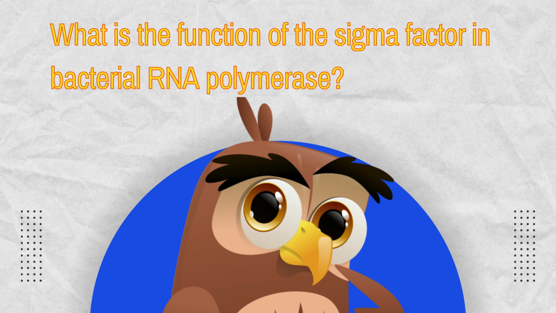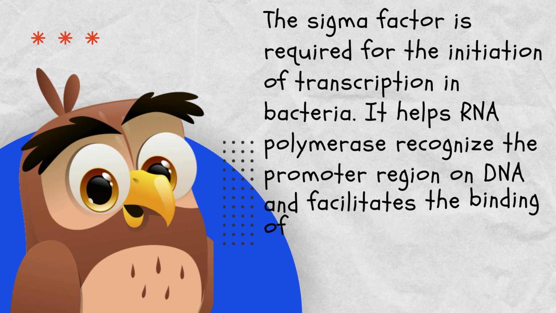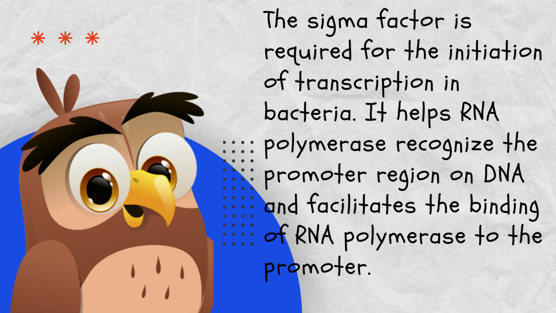What is the function of the sigma factor in bacterial RNA polymerase? The sigma factor is required for the initiation of transcription in bacteria. It helps RNA polymerase recognize the promoter region on DNA and facilitates the binding of RNA polymerase to the promoter.